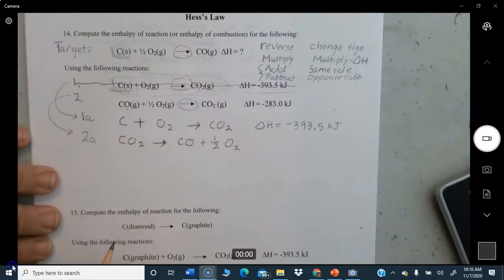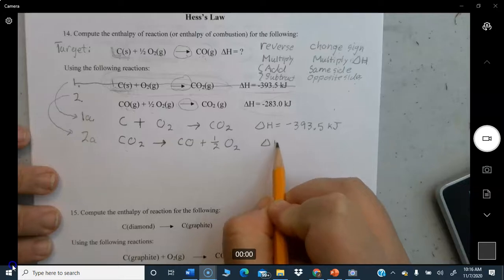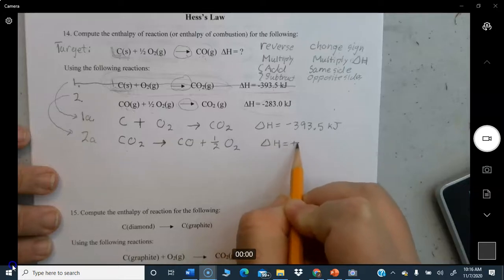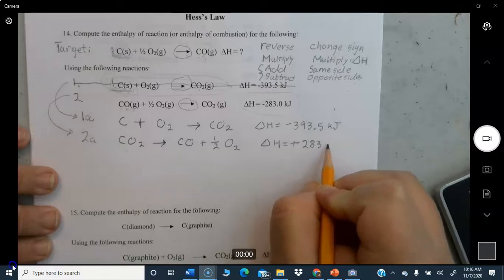Okay. Let's see. Did I do that? Yes. That's what you get. Okay. So I turn this equation around. What that means is when you reverse the equation, you change the sign. So I take this number and change the sign. So it's delta H equals positive 283 kilojoules.